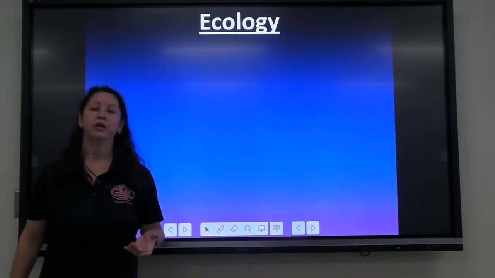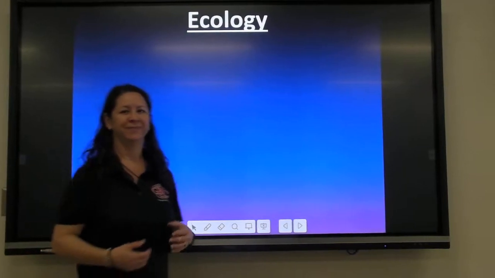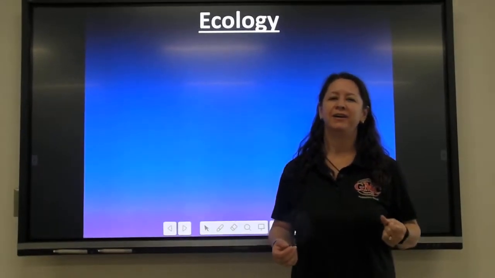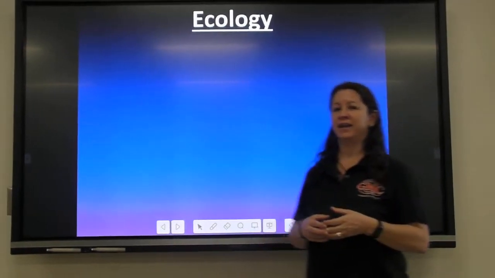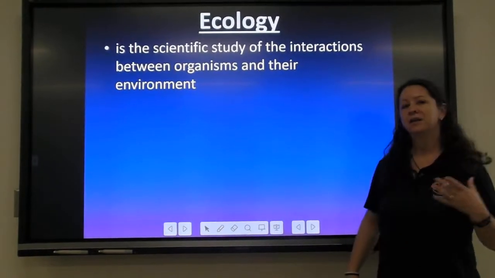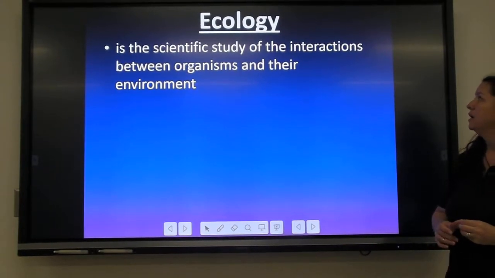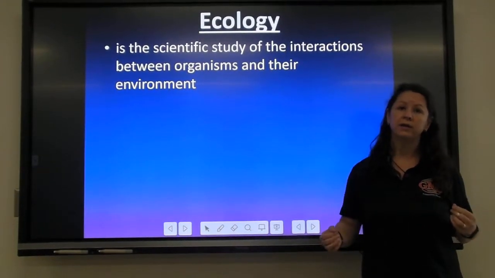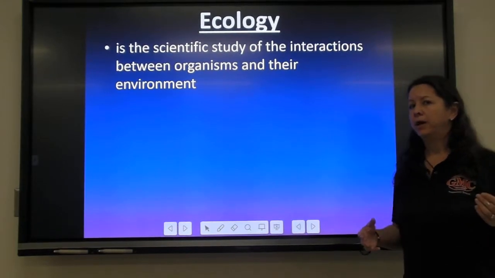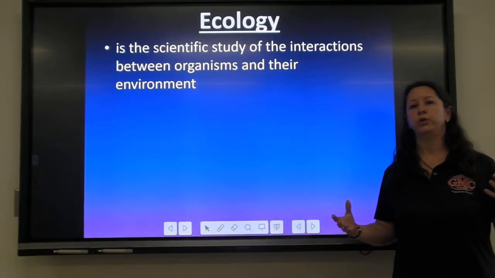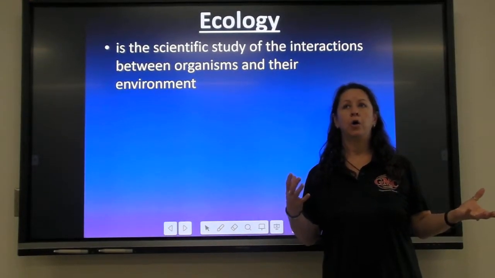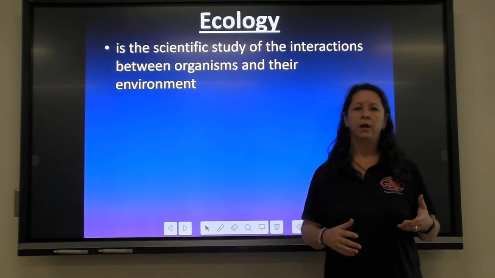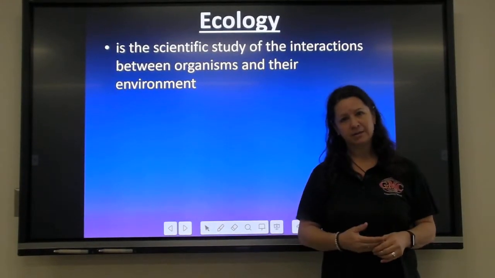So today we are starting Unit 5, Ecology. Right? This is going to be the study of how our Earth and all the organisms in our Earth kind of interact with each other in our natural setting. So ecology is the scientific study of the interactions between organisms and their environment. Now, their environment can include other living things, other organisms, or it can include how things like weather, water, soil, things like that affect the living things.